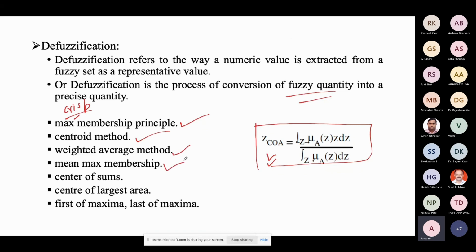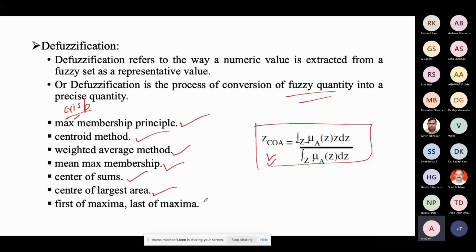Then the mean max membership function, where we take the mean and max, and then center of sum, where we take the sum of the centers we have. Center of largest area, where whichever has the largest area, that center we take. First of maxima and last of maxima also. So in a similar fashion, we have n number of defuzzification techniques in the literature, right?